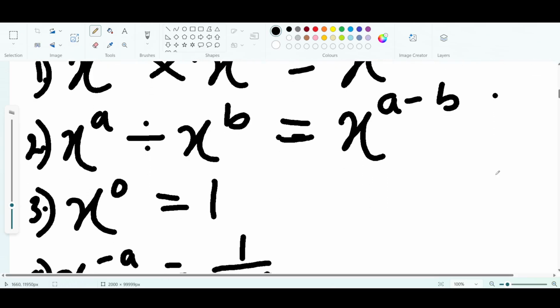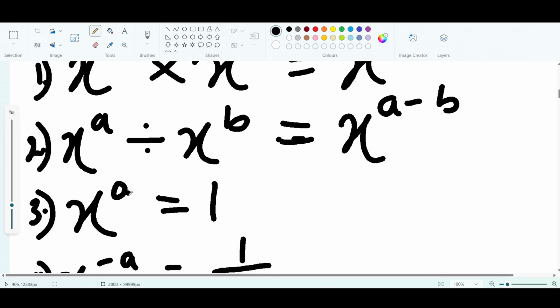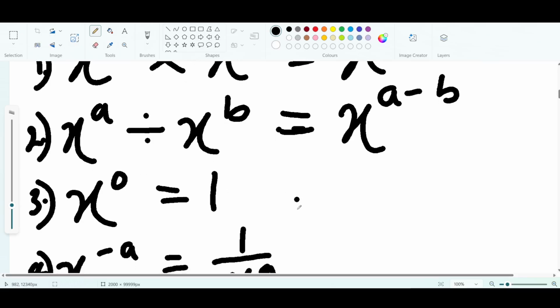Now the third law says x raised to power 0 is equal to 1, which means whenever the base is raised to the power of 0, it is equal to 1. This x could be anything. It could be 2 raised to power 0, of course it's 1. It could be 1000 raised to power 0, which of course equals 1. Whatever is raised to the power of 0, the value is 1, no matter what.